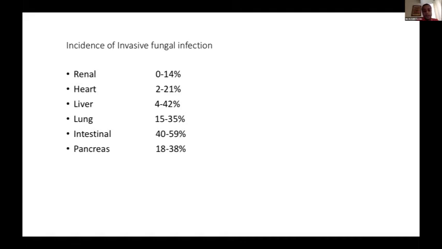The incidence of invasive fungal infection post-transplant: the transplant most likely to lead to invasive fungal infections is intestinal, for obvious reasons, because of the Candida. Then subsequently, you can get it in liver transplantation, up to 42%. In renal transplants, the incidence of invasive fungal infections post-renal transplant is 0 to 14%.